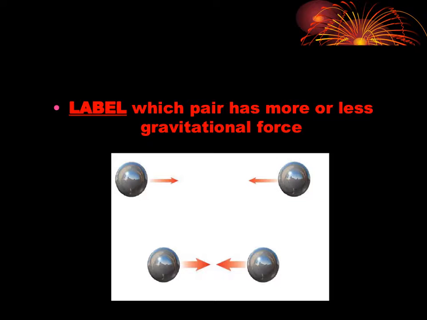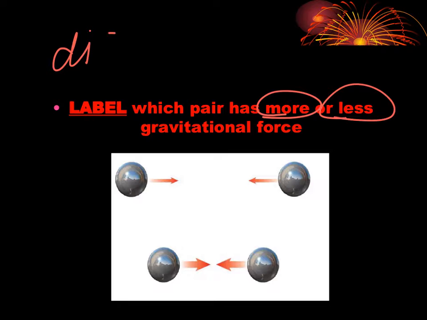So here we have a diagram looking at two scenarios, and we want to figure out which pair has more or less gravitational force. So the first variable that we're investigating here is distance.